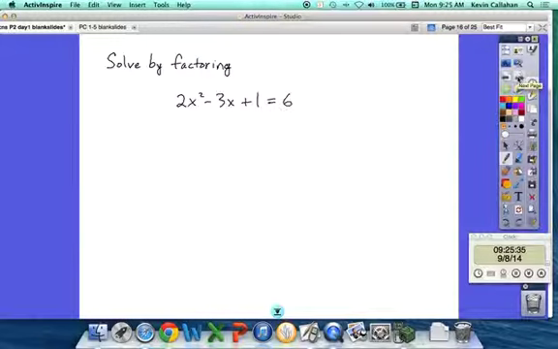Now, am I going to start factoring the left-hand side already? What do I have to do before I can do that? Remember, the standard form is ax squared plus bx plus c equals 0. This one doesn't equal 0. So how are you going to make it equal 0? Subtract 6. So now we have 2x squared minus 3x minus 5 equals 0.